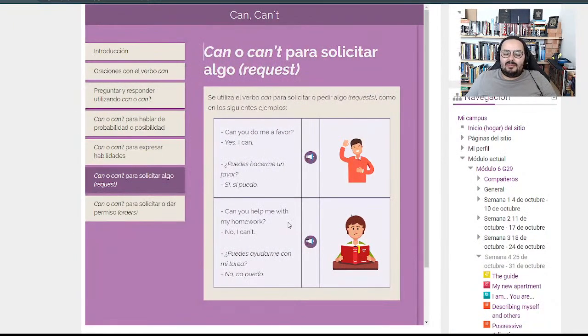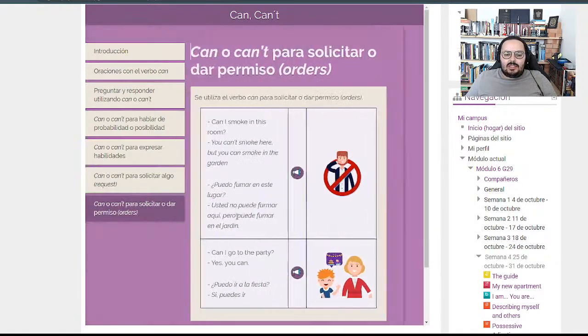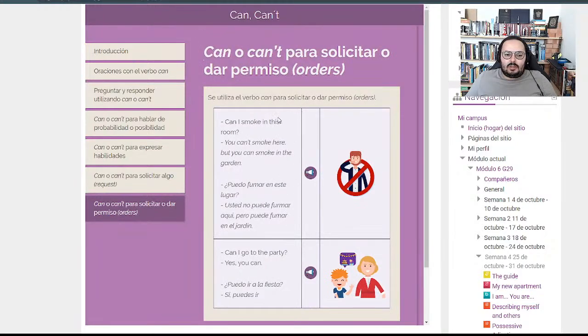Ahora también se puede utilizar para hablar, solicitar algo. Can or can't in order to make a request. Okay? And for example, can you do me a favor? Yes, I can. Can you help me with my homework? No, I can't. And in order to give an order, can I smoke in this room? Or ask for permission? Can I go to the party?